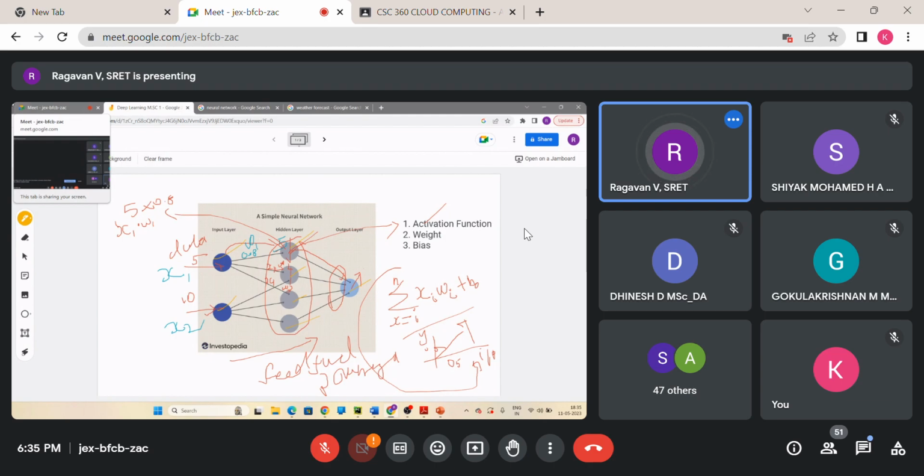The neurons in the human brain store the experiences. Whether they want to touch the surface or don't want to touch the surface, whether they want to see the picture or don't want to see the picture, like that.